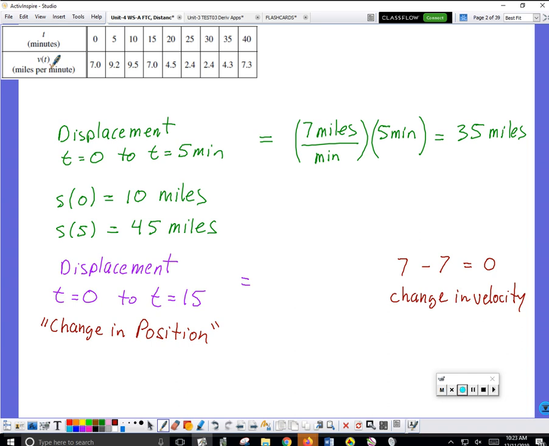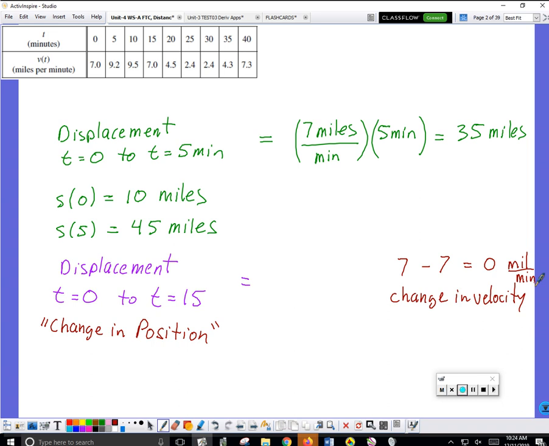In this unit, paying attention to the units makes a huge difference. So just say it out loud, please. What are the units of this number? Miles per minute. What are the units of this number? Miles per minute. So when you subtract miles per minute from miles per minute, what units do you get? Miles per minute. So this is not a change in position. This is a change in velocity. It's saying how much did the velocity change during that time period.